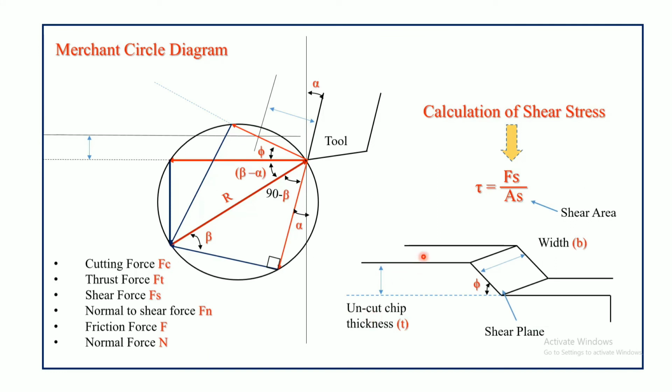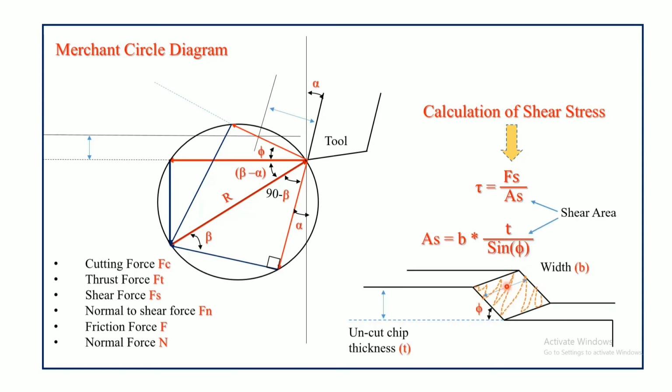This configuration shows the shear plane. Here, this is the width of the shear plane, and the shear area is the width times the transverse length of the shear plane, which is d upon sin phi. In this way, we can measure the shear strength of the material.